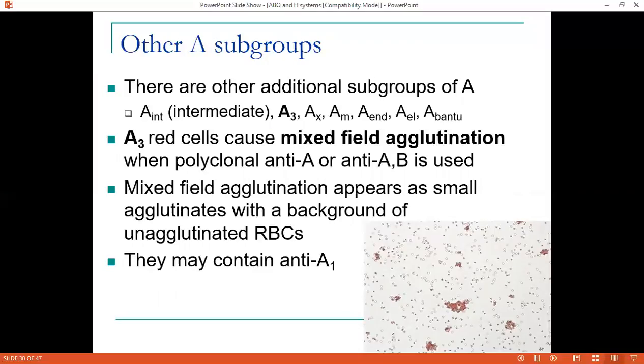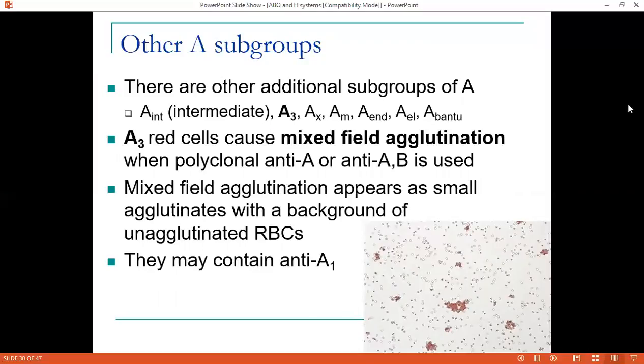I have seen an A3 as well as an AN in my blood bank. And essentially, the way you pick it up is during the blood typing, because you would actually have a discrepancy in the forward and the reverse, and you'd have to determine the reason behind it. And specifically with the subgroup A3, they actually cause mixed field agglutination when you're using polyclonal anti-A and anti-B.